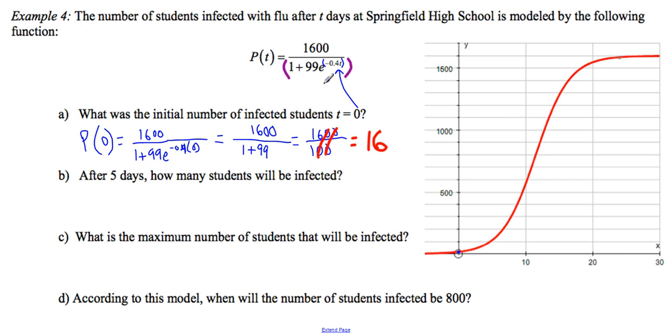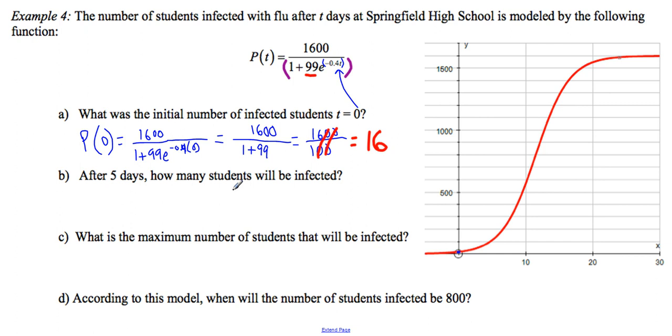So this is a little different from our exponential functions. We can't just take our coefficient of our base. Notice this is kind of the exponential part of our logistic. We can't just take that 99 as our initial. We've got to plug in 0 into T.